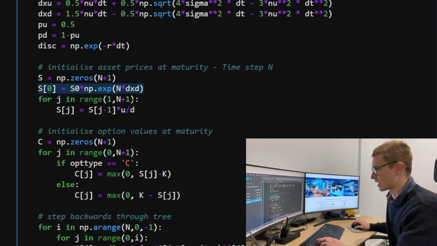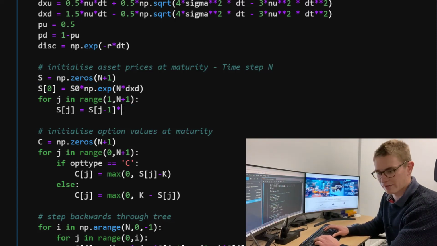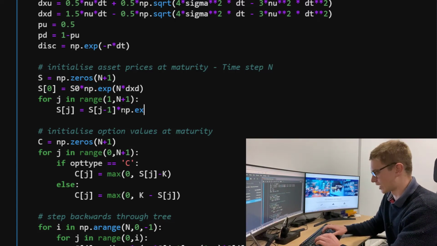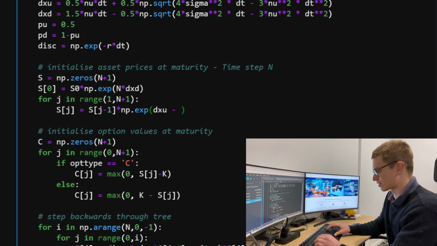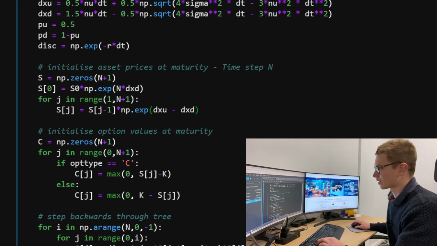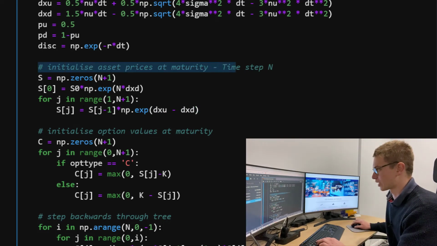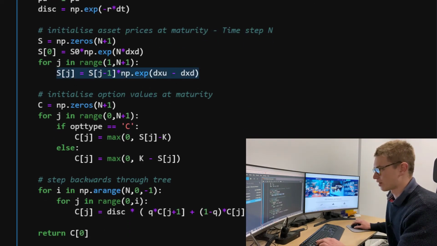All we need to do now is take a multiplying factor, which is going to be np.exp of the difference between dxu and dxd, and essentially what that's doing is just going up one step in the tree and then up. So we're just calculating that last column of asset prices that we require for this binomial tree method. So that should work fine there.